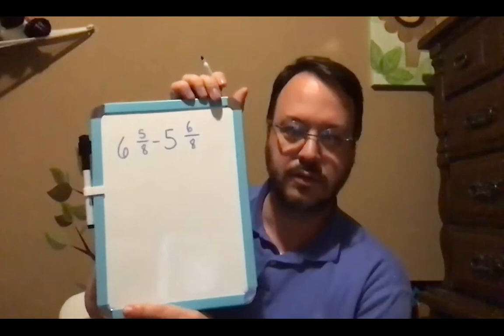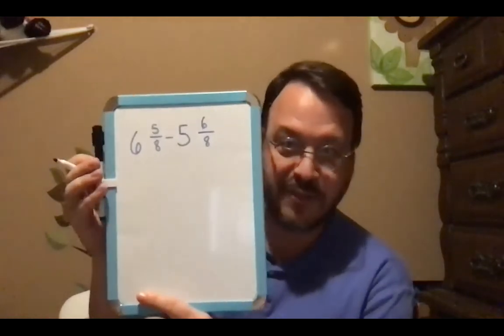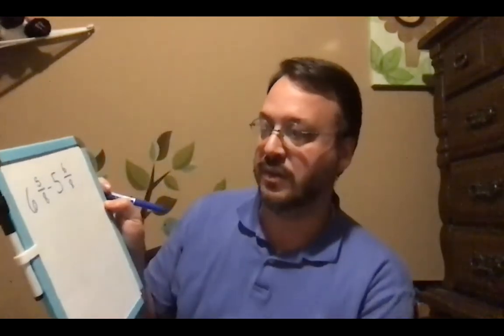So here we go. I'm going to use yet another personal whiteboard. And what we're going to do is we're going to subtract my smaller number from my larger number. So the tallest player was 6 and 5/8 feet tall. And my shortest player was 5 and 6/8 feet tall. The line plot just gives me all that information. So now what I need to do is subtract.